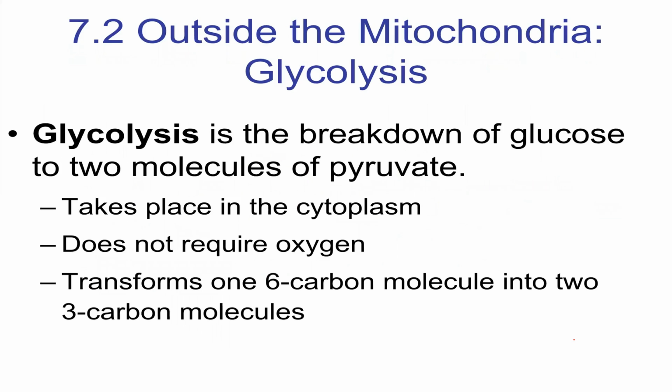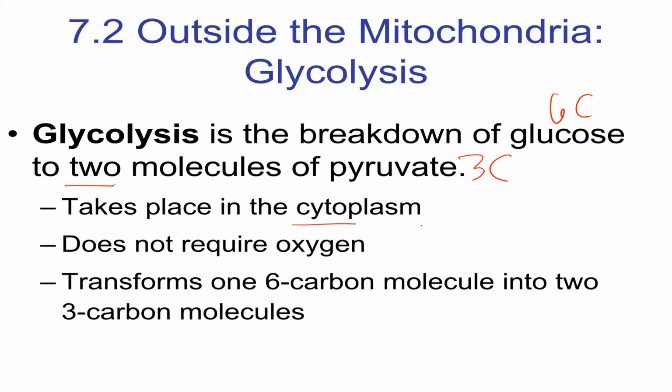Okay, the first major step that we're going to talk about is glycolysis. Again, I said that glycolysis literally means breaking up sugar. We are breaking down glucose in order to create pyruvate. Glucose is a 6-carbon molecule. We're creating 2 3-carbon molecules, literally splitting it in half.